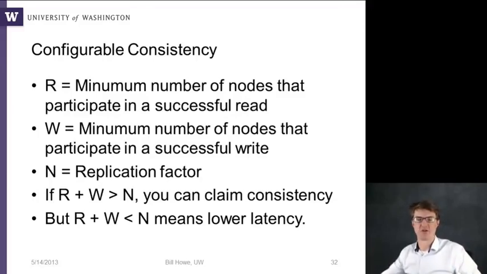Right? Because if everybody's updating everything all the time, it might be that you have 20 different servers. They all have a different version of the data item you're trying to read. And so the question is, how many of these do you need to sample before you feel like you have the right one? And so for a replication factor of n, if R plus W is greater than n, then you can claim consistency. But often you want to set R plus W less than n in order to achieve lower latency. So you don't want to have to actually contact too many servers in order to satisfy some read request or write request.